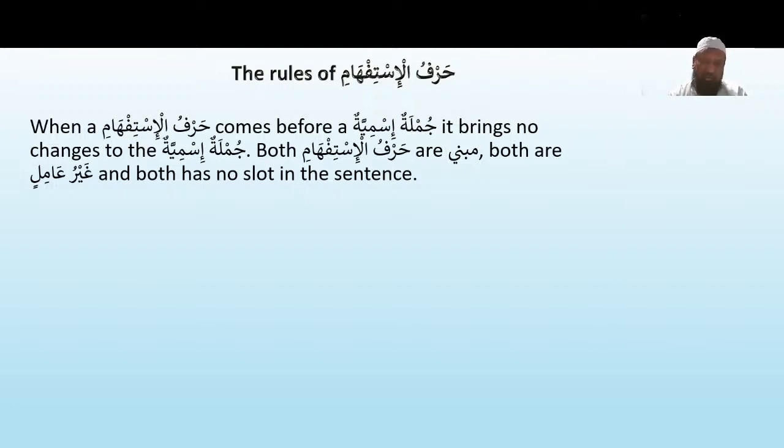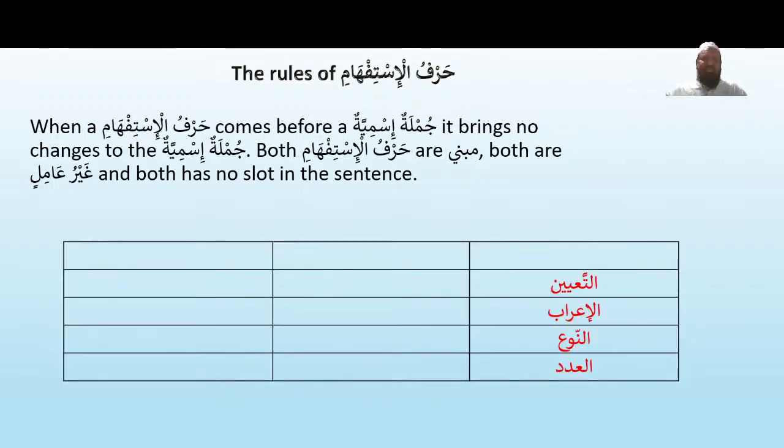Because we're learning حرف الاستفهام, let's talk about حرف الاستفهام. Both are مبني, both are غير عامل, and both have no slot in the sentence. So very quickly, let's recap our جملة اسمية. It has 2 parts, مبتدأ and خبر. In terms of تعيين, مبتدأ is معرفة, the خبر is نكرة. In terms of الاعراب, مبتدأ is مرفوع, خبر also مرفوع. In terms of النوع, the خبر has to match the مبتدأ. In terms of العدد, the خبر has to match the مبتدأ.